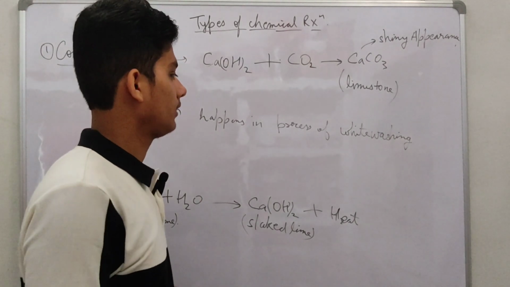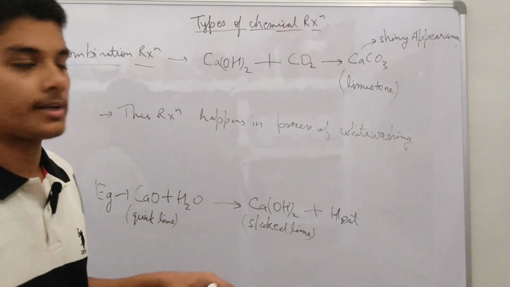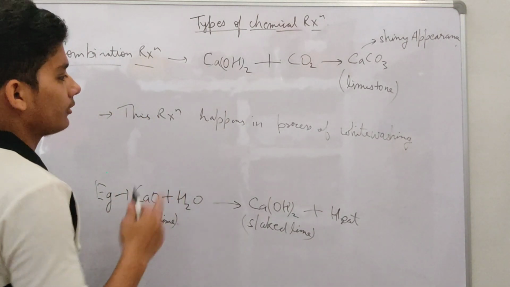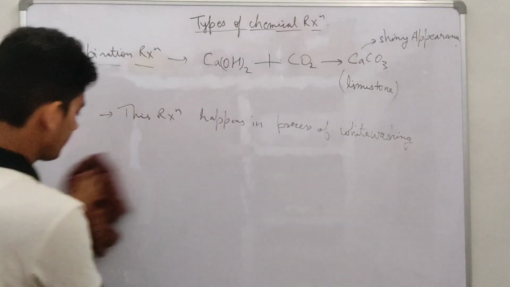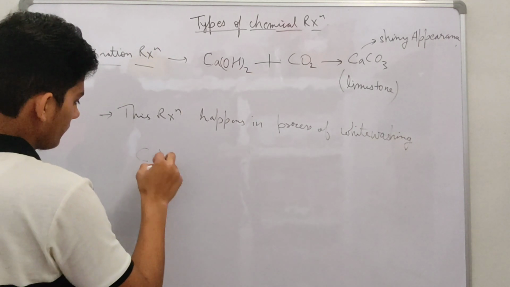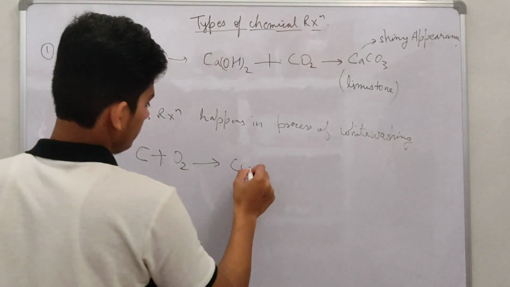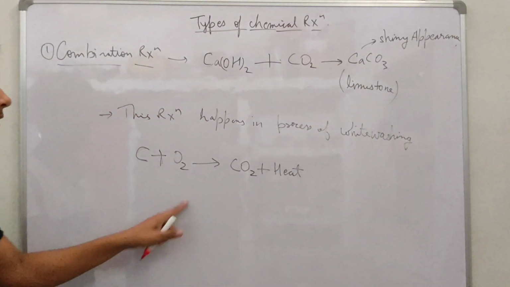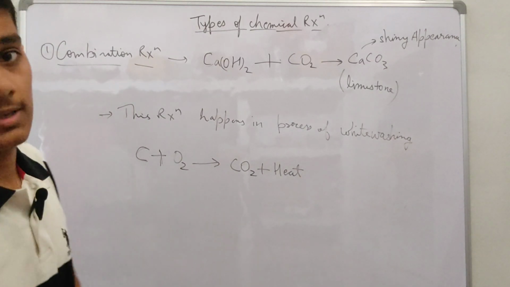After this, I am going to tell you more examples of exothermic reactions, because in combination reactions we mainly have to read about exothermic reactions. More exothermic reactions are here, like C plus O2 gives CO2 plus a lot of heat. So this is an exothermic reaction and also a combination reaction. Here you can see that carbon and oxygen combine to give carbon dioxide. So this is an exothermic reaction as well as a combination reaction.